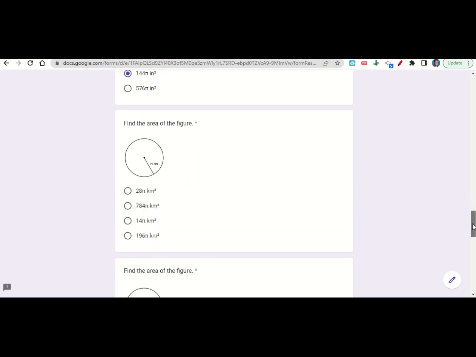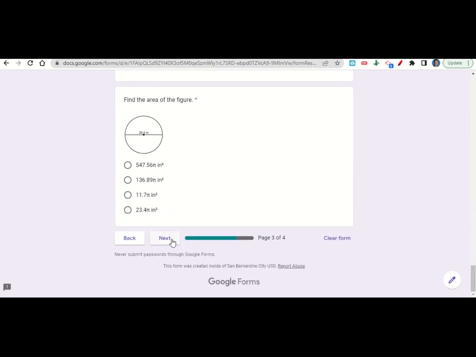And we'll continue to answer all these questions until we get to the end. Once you get to the end, go ahead and click Next. This will take you to your Before You Go. Go ahead and fill out your Before You Go and then submit your work on Google Classroom.